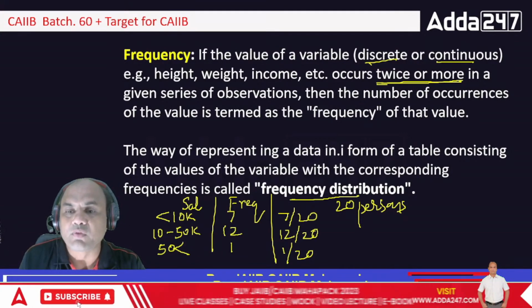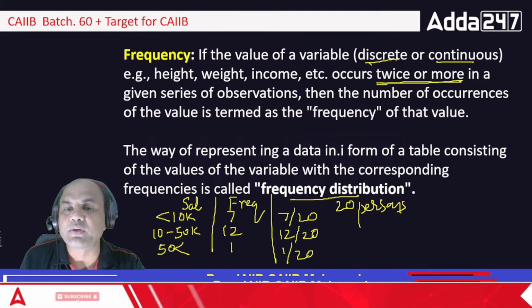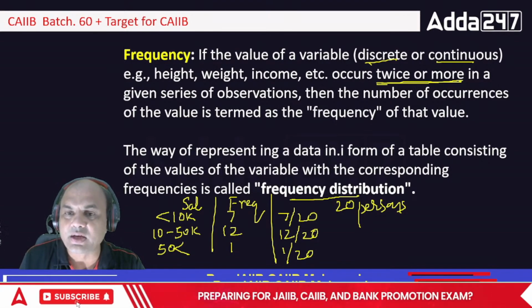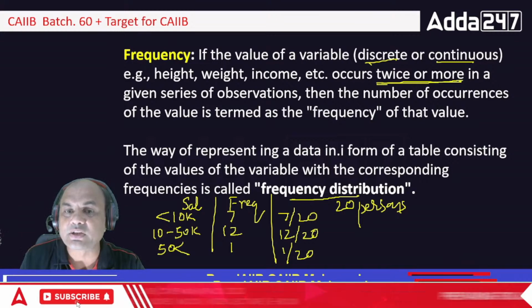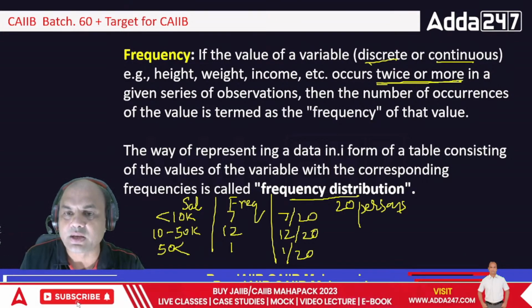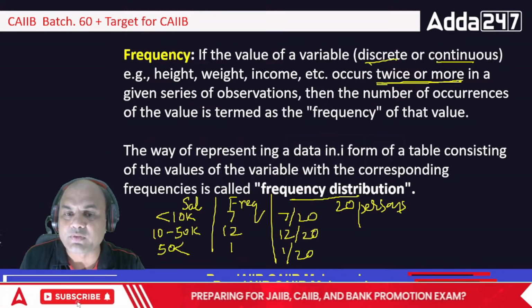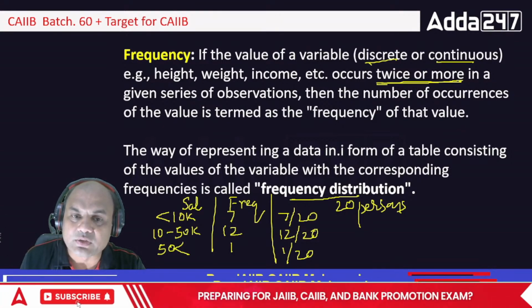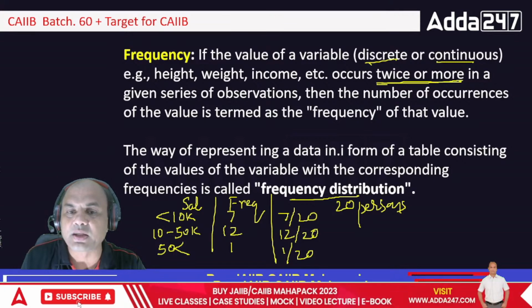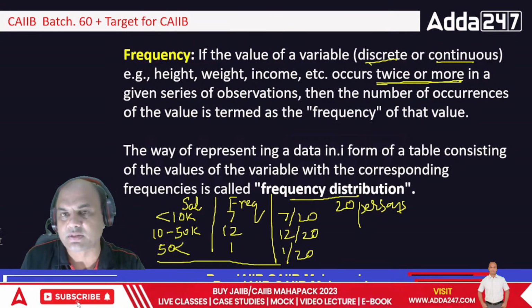So frequency distribution means the way of representing the data in the form of a table consisting of values of variables with the corresponding frequencies. This full table is known as a frequency distribution.